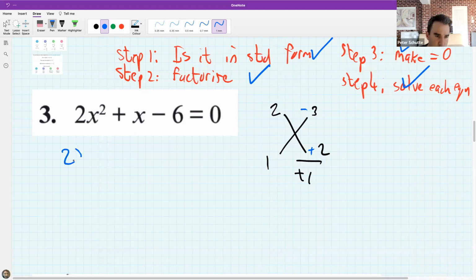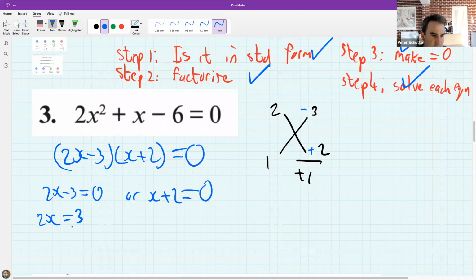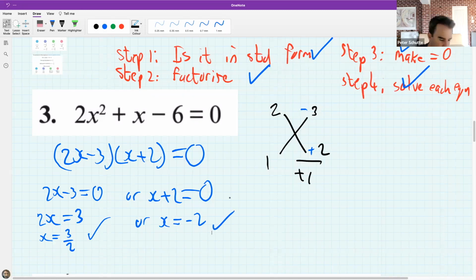So step 2, to factorize, I get 2x minus 3, x plus 2 equals 0. Let's just check this. Plus 4x minus 3x, that's good. Then I say 2x minus 3 is equal to 0, or x plus 2 is equal to 0. And then I solve each equation. So I get 2x equals 3, and x is 3 over 2. And on this side, we get x is minus 2. And those are my two answers for the quadratic equation.